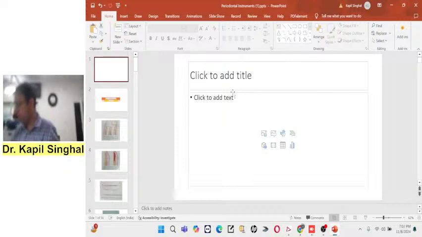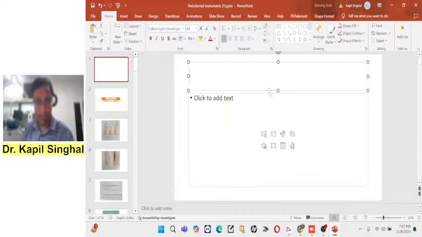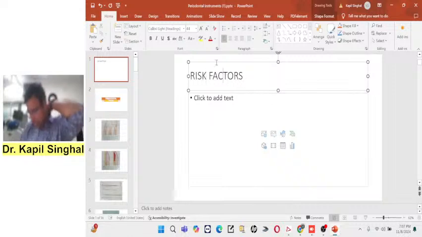Perfect. Okay. So the first thing that I want to discuss with you all is about risk factors. In risk factors, what is risk? First of all, you need to understand risk is the probability that an individual can develop a disease. It's a probability that an individual can develop a disease.